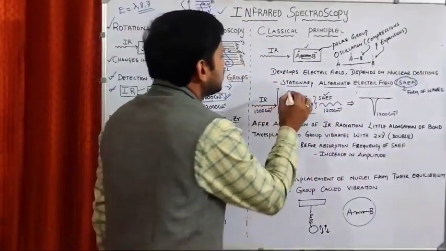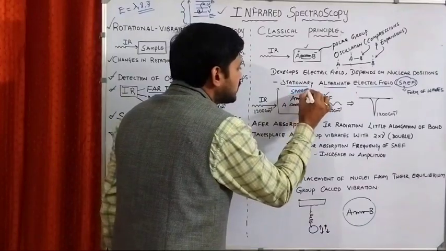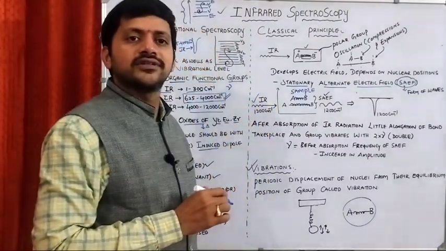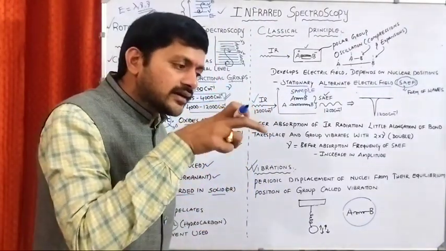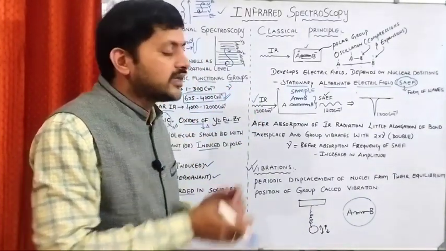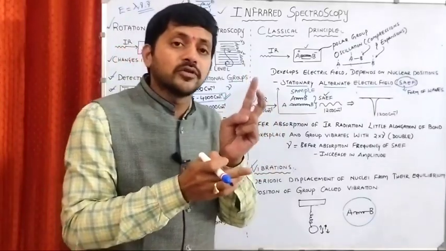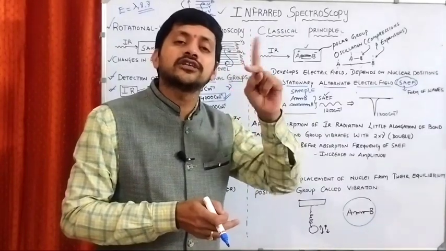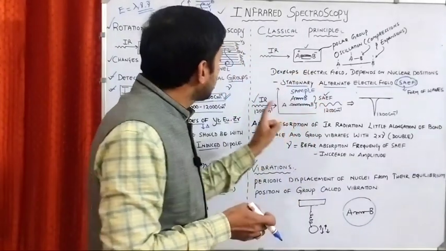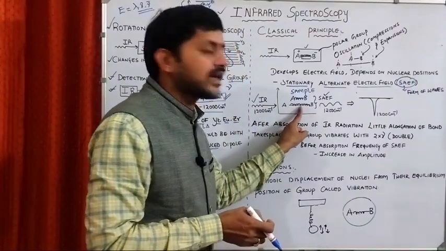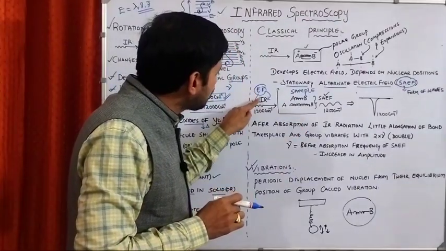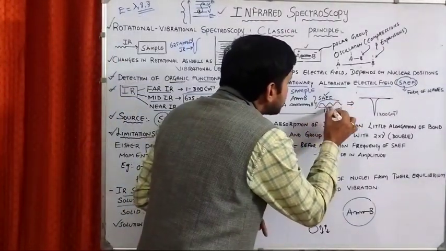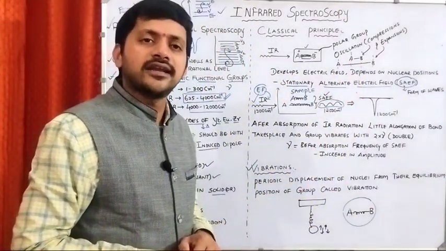Now, this is our unknown sample, and this is the situation inside the sample. Now we are interacting the sample with the IR radiation. Already we had a discussion related to electromagnetic radiation. Electromagnetic radiation contains two components, the electric field and the magnetic field. Both are perpendicular to each other and perpendicular to the direction of propagation. So whenever the IR radiation interacts with your sample molecule, the electric field component of the IR radiation is going to interact with the stationary alternate electric field.